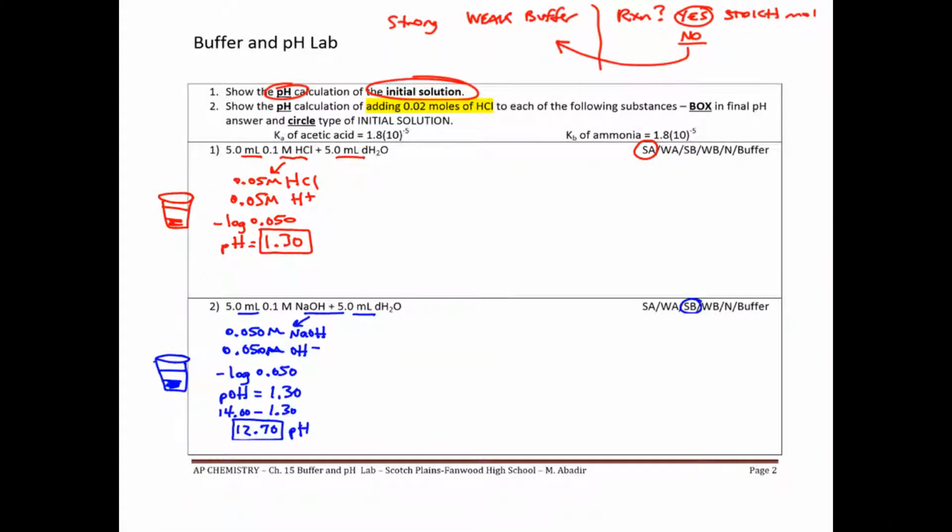Today we're going to be talking about adding moles of HCl to each of these solutions in the buffer lab, but it's going to be actually 0.0002 moles of HCl. This was my original intent, but I actually wrote 0.02 originally, so every one of these turned out to be a strong acid at the end. But now it's not going to be the case. So let's take a look first at the first example.